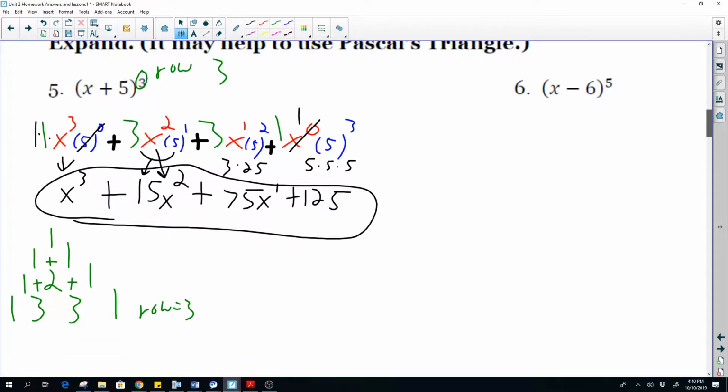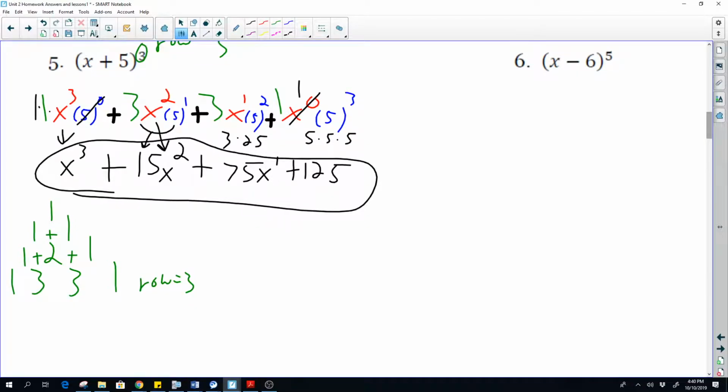Okay, so do row 6 next. So row 6 is going to involve, row 5, sorry, but it's problem 6. So now we're going to go ahead and do what's after, that's row 3. So row 4 would be 1. 1 plus 3 is 4. 3 plus 3 is 6. 3 plus 1 is 4, and then 1. Beautiful. So 1, 4, 6, 4, 1 is row 4.